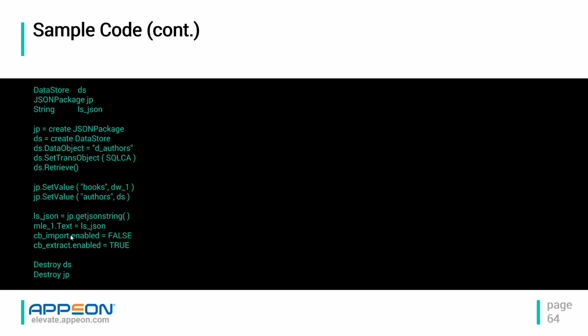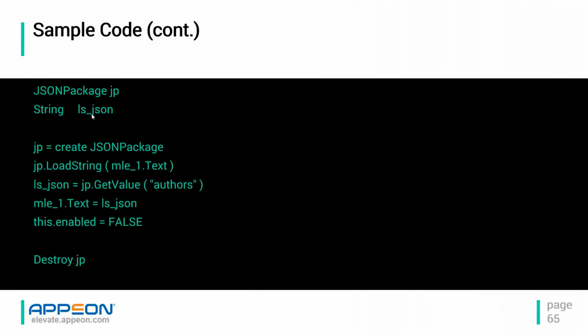At that point, once you've done the merging, I turn on the extract button, and this is how we do the extract. In this case, all I do is I create another JSON package object, load the string back out of the MLE, and then I just say, I just want to see what the author's information looks like, and I stick that back into the MLE. That way you see that huge data set, which has both books and authors, converted back into just the authors from that data set.